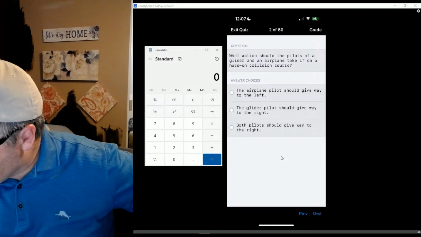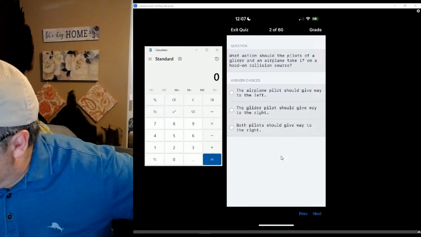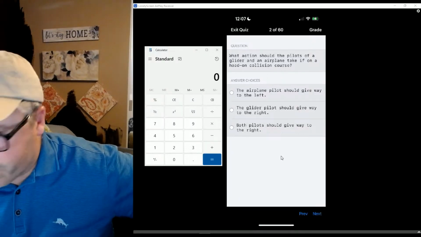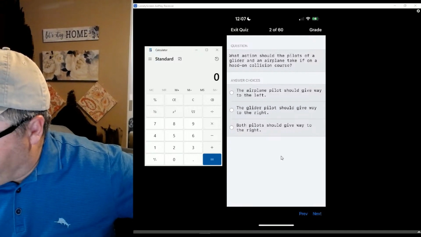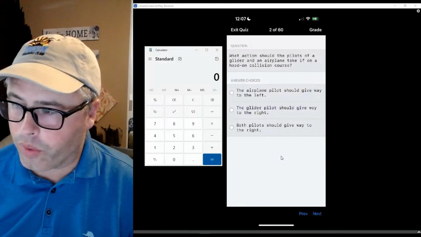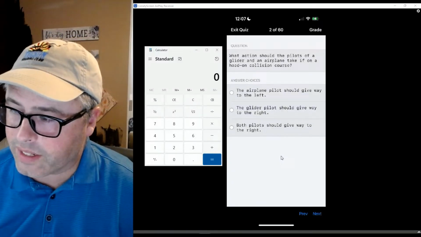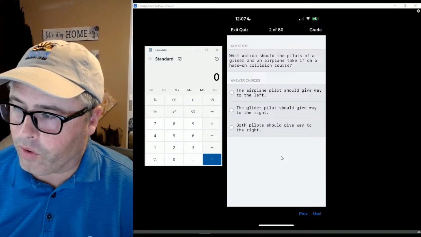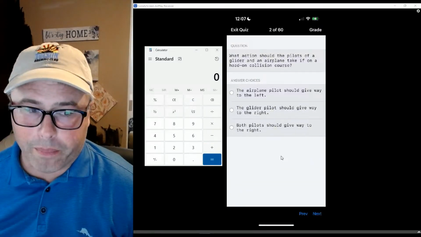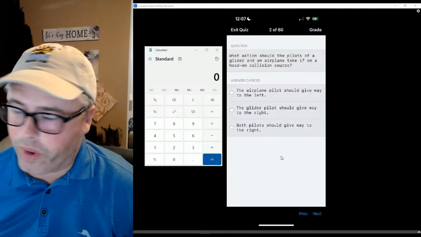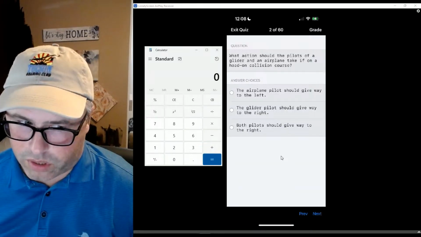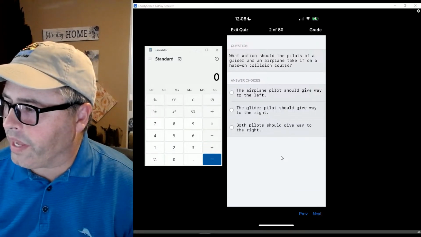Next. What action should the pilot of a glider and an airplane take if on a head-on collision course? Well, this is your right-of-way question. And we know that we yield to the right. If you're on a head-on collision, you might say, "Well, the airplane's more maneuverable than me, so they should get out of the way." In reality, you should both get out.